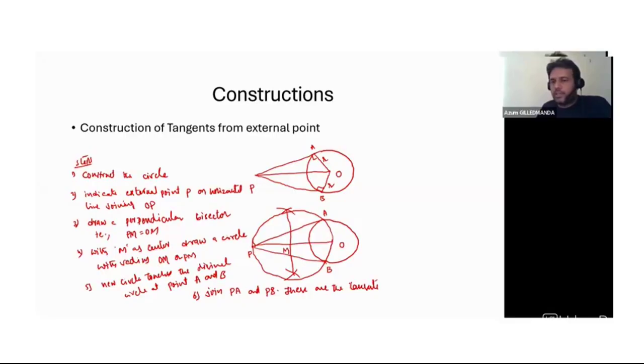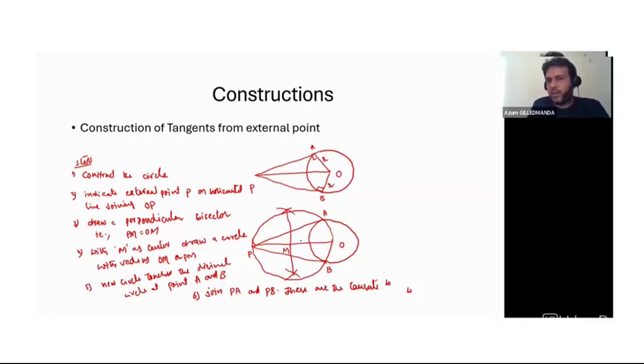So these are the tangents to the circle. Okay, so basically this is what we did. This is very easy, but we need to remember the steps. Draw the circle and then indicate that external point on a horizontal line from O, which is the center of the circle, then join OP.